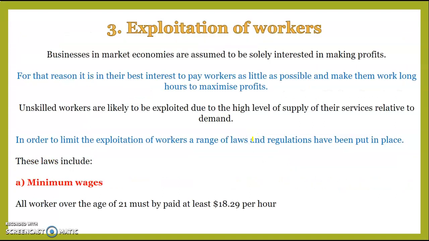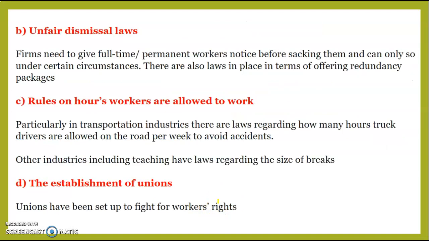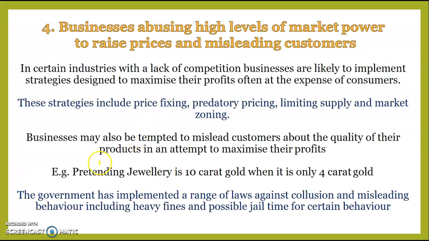The next problem with market economies is there's exploitation of workers. So as we know, producers are profit motivated and therefore they may underpay their workers and not give them the right health and safety conditions. So the government steps in for minimum wages. So everyone must get paid at least $19 an hour, it is now. Unfair dismissal laws, so you can't just sack people on the spot to try and protect workers. You've got to give them notice. Rules on workers' hours, so they don't have to work over a certain amount of time. And unions have also been established to try and protect workers' rights as well. Another thing that can be a problem with free market.